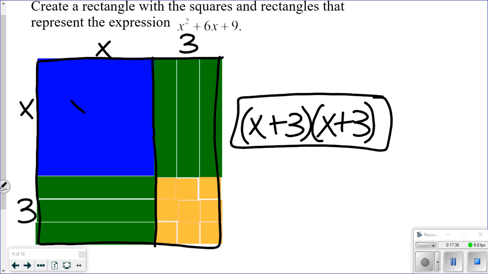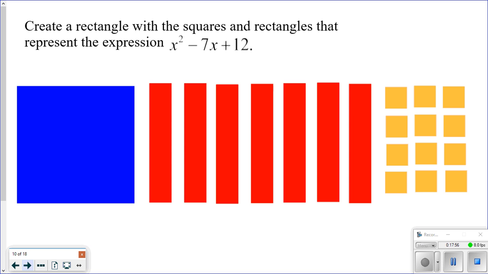All right, this is x squared, 3x, 3x, and 9. And if I add that together, I get this trinomial that we started with. But we're looking for the tops and the sides, the two binomials. X plus 3 is our answer here. All right, try another one.